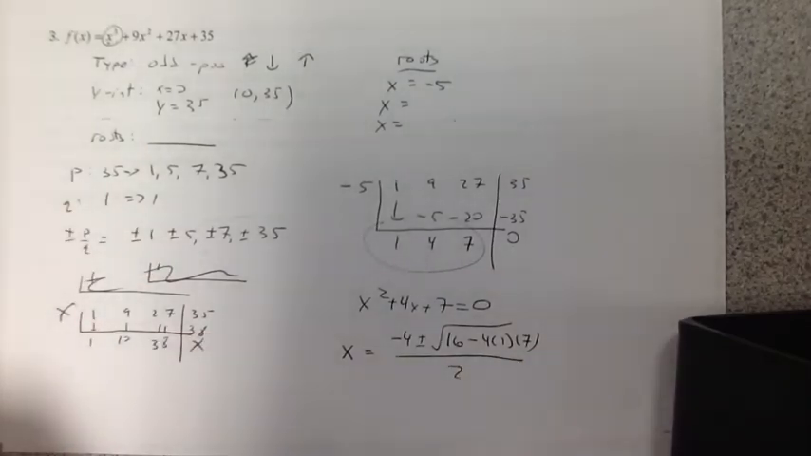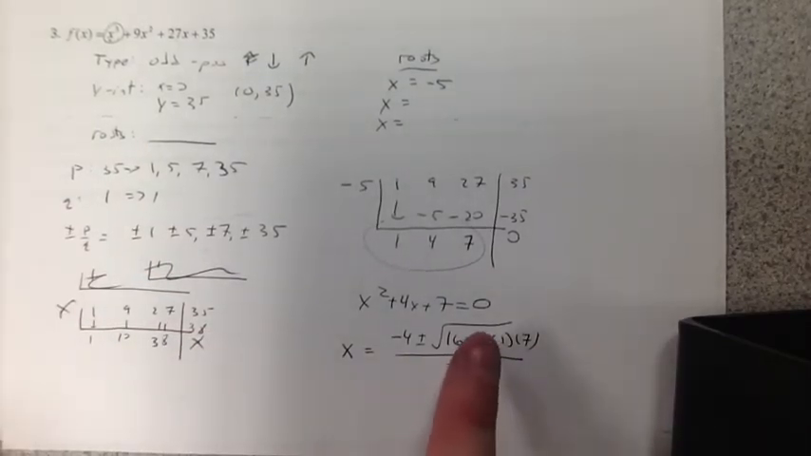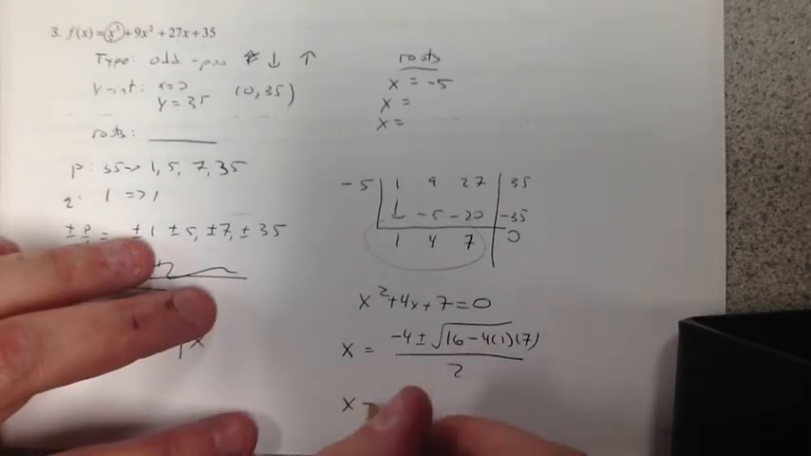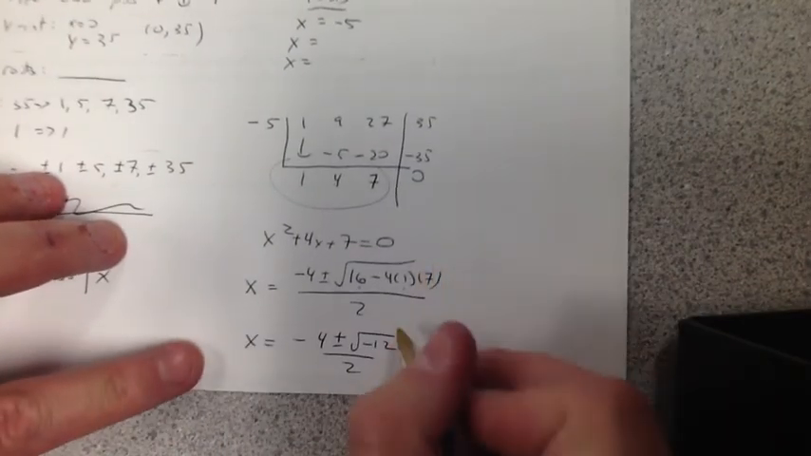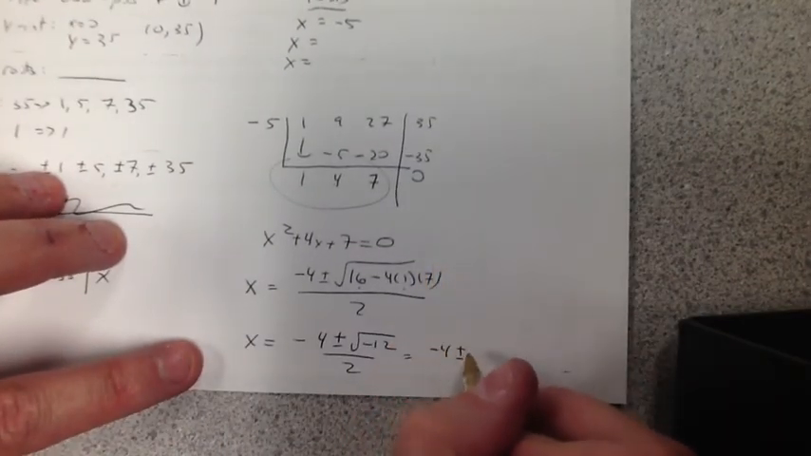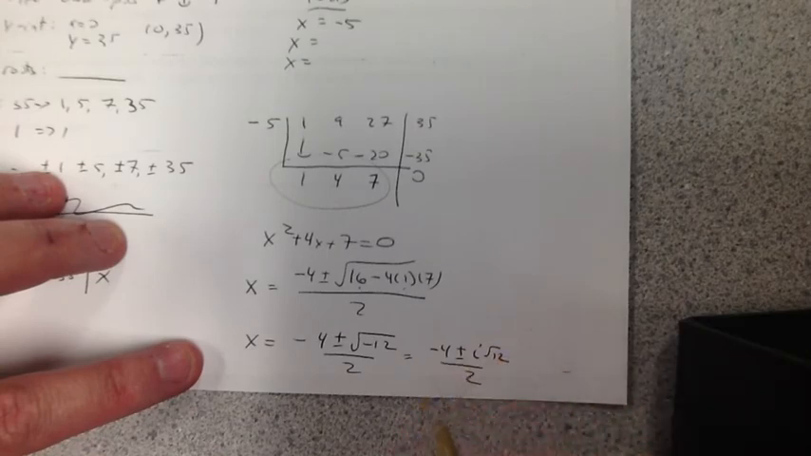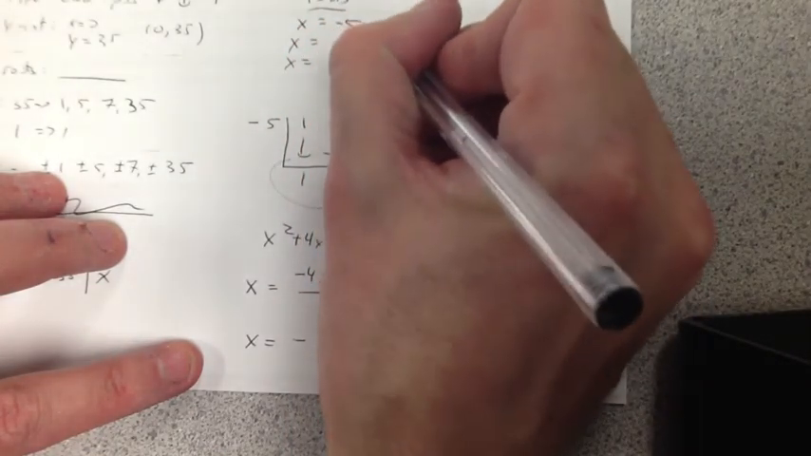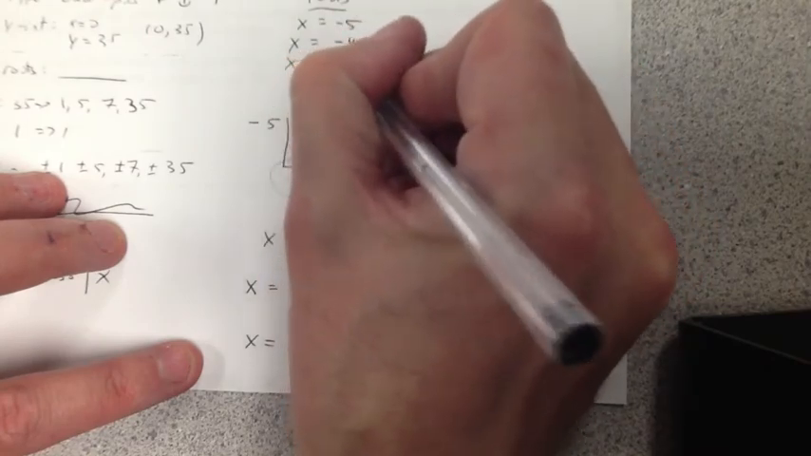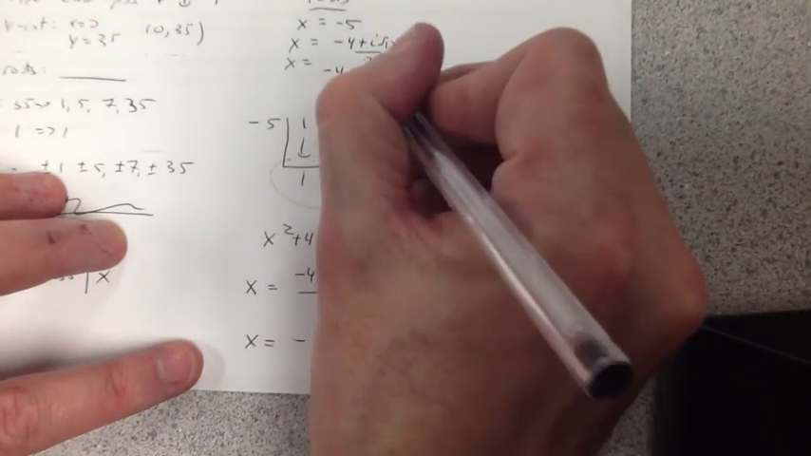Now if you notice for this one, we have imaginary roots. So we get x equals negative 4 plus or minus the square root of, that's 16 minus 28, so negative 12, over 2. So we don't like that negative 12, so we should remember how to write this. Negative 4 plus or minus i root 12 over 2. So we get negative 4 plus i root 12 over 2 and negative 4 minus i root 12 over 2.